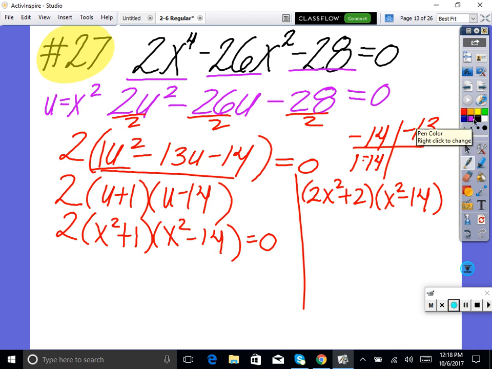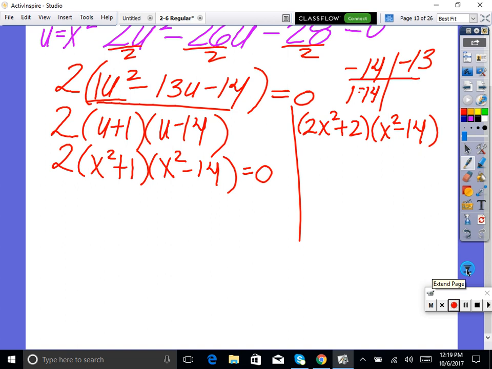Now, I need to be very clear. Let's continue to solve. Will this 2 have any effect on my solutions? No, because there's no variable here. If this was 2x, that would be a 0 as a solution, but it's just 2. So it doesn't affect my solution. So we'll set x squared plus 1 equal to 0, set x squared minus 14 equal to 0, and solve for x.